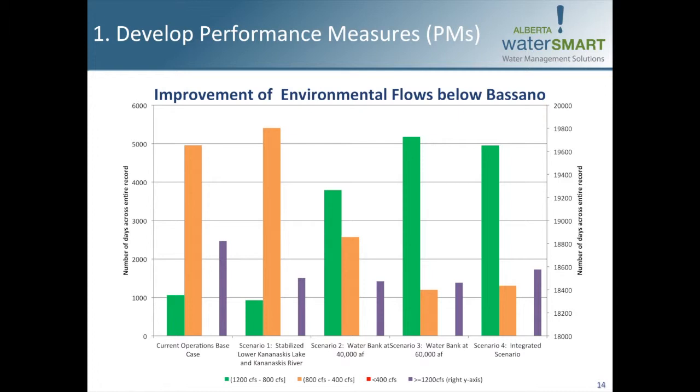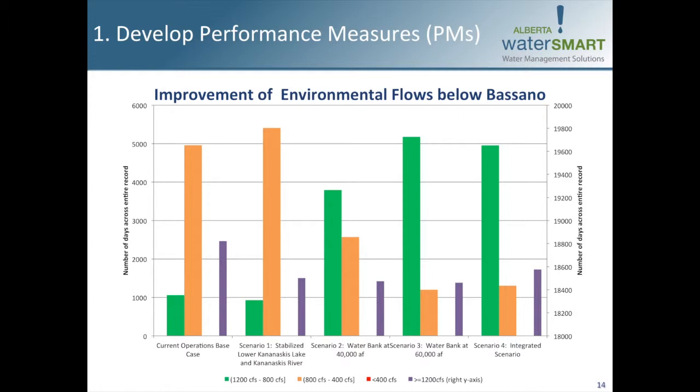If the water gets to Bassano, then it's gone through the whole system, so upstream is probably better than it was. The idea was the current base operations, which is how things are done today, versus 4 scenarios that were established for the Bow River project. How did they differ? So that's what performance measures do. So you build these with the stakeholders.